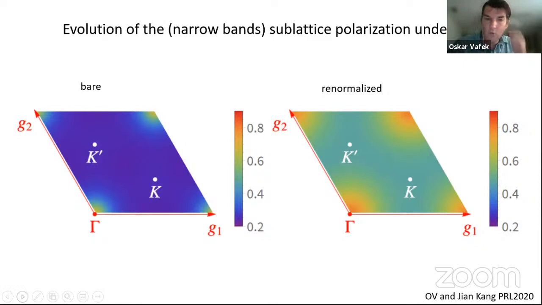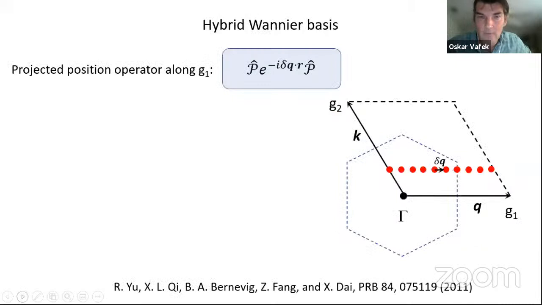Now, I don't know how much time I have left, but this is the last part I'd like to discuss, because I think it will nicely connect with what Titus is going to talk about, namely the hybrid Wannier basis. And this will come in as a way to check what's happening during stage two of our RG.